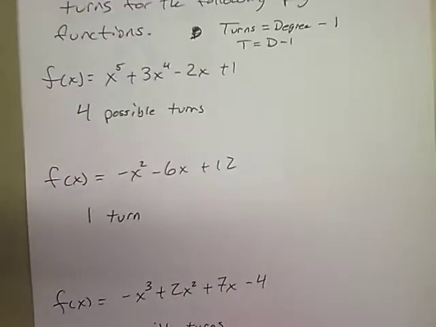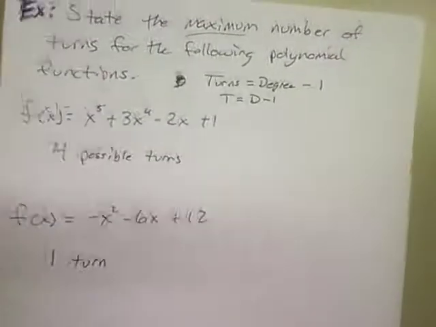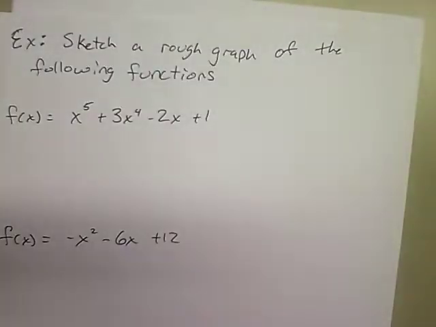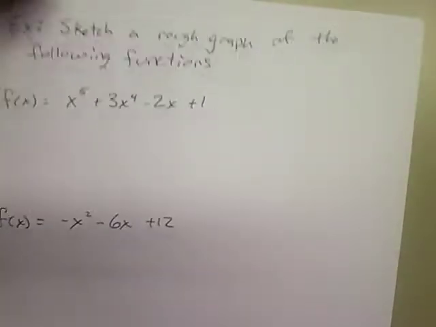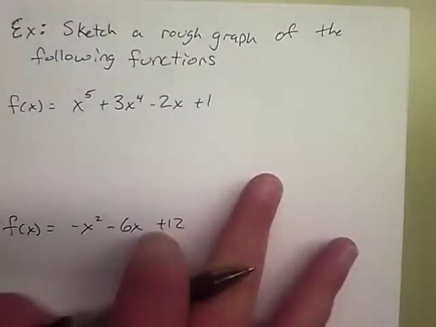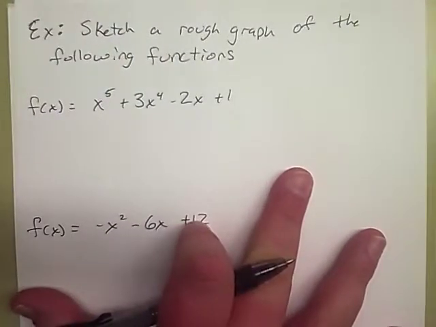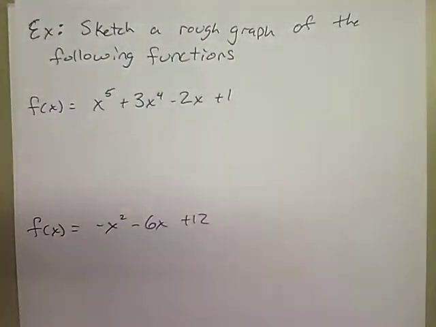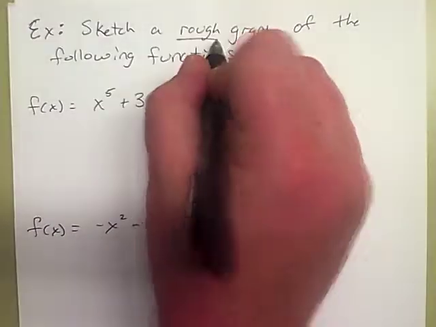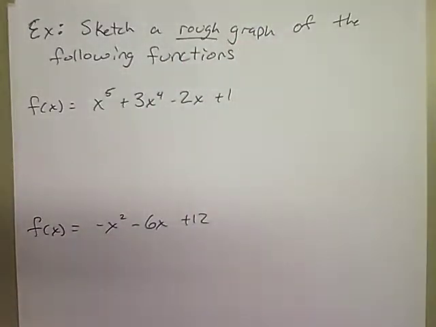So the last thing we want to do is sketch graphs. This is where we're going to use our knowledge of end behavior and turns and put it together in a very rough sketch. I don't even want to use a coordinate plane, because I just want to give a very rough idea. When I say rough, I just want you to think of the idea of what it could possibly look like.